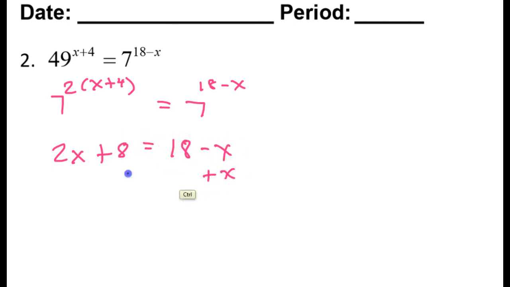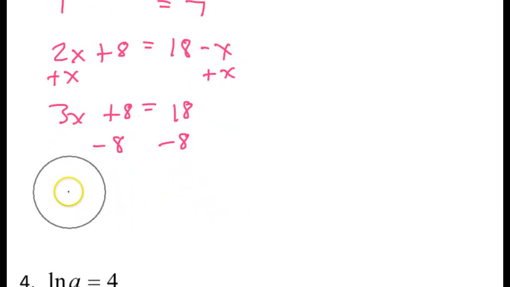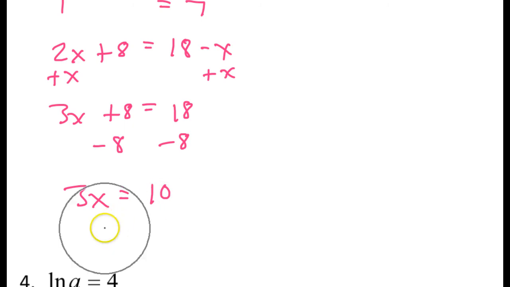So let's get those x's together by adding x to both sides. So that'll be 3x plus 8 is equal to 18, minus 8 on both sides. So that'll give me 3x is equal to 10. So x is equal to 10 over 3.